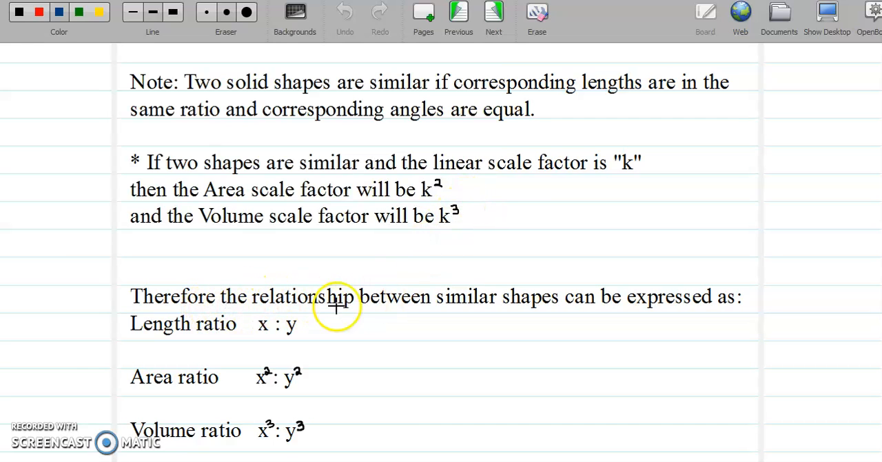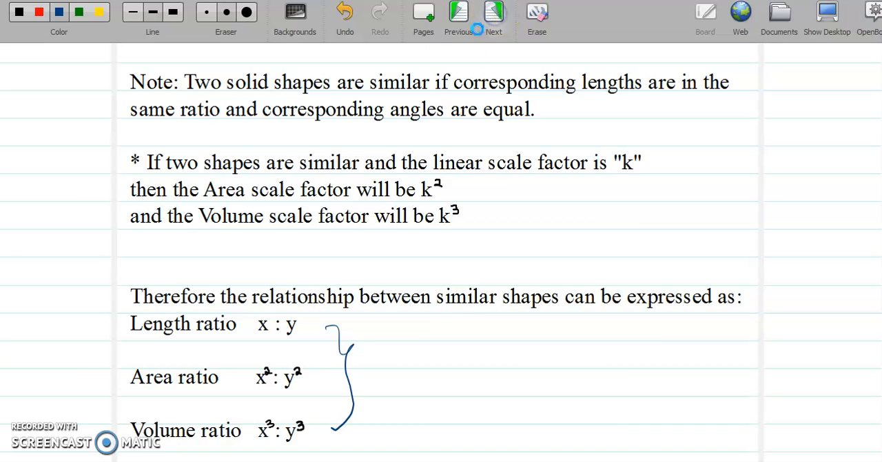Okay, therefore the relationship between similar shapes can be expressed as: the length ratio is x to y, the area ratio is x squared to y squared, and the volume ratio is x cubed to y cubed. Please note these three. We are going to be using these three frequently in solving these questions.